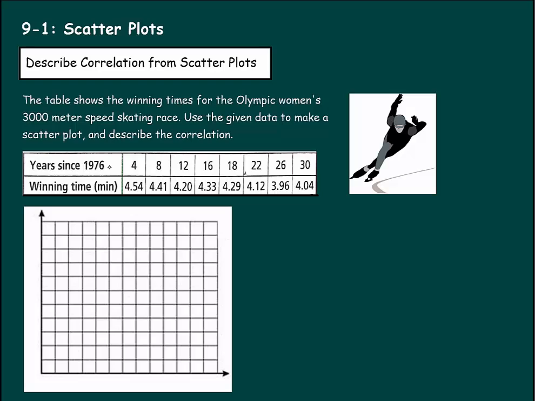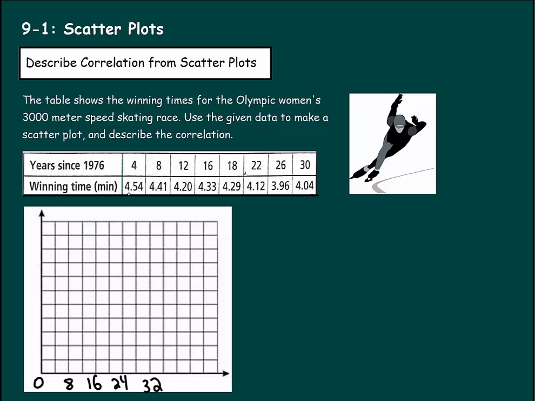So if years since 1976 becomes my x-axis down here, what scale would I use? Well, I see it's anywhere from 4 to 30, so I could probably start at 0 for x. And since I see that it's counting up by 4s and going all the way to 30, I probably could count by 8s here and get all the way to 32, and that would work out pretty well.